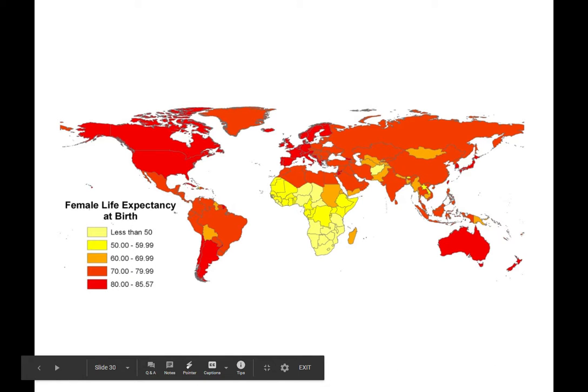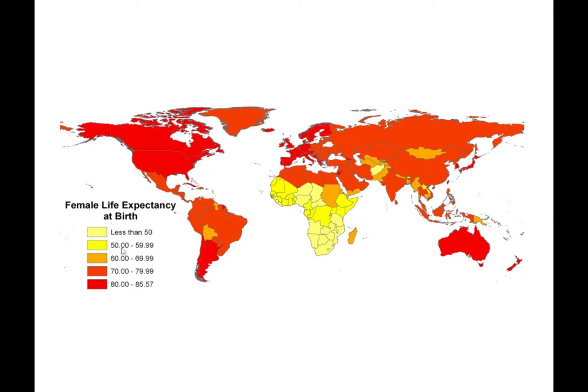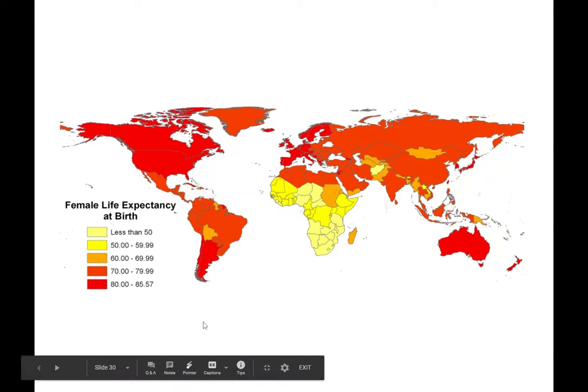We can also take this one step further and look at it on a global scale. So we looked at county level, we looked at state level, and now we're looking at global. Again, we might look at female life expectancy at birth. We have less than 50 in this light yellow, 50 to 59.99 in this darker yellow, orange, and so on and so forth. And we can get this visual idea of how things are all across the globe.